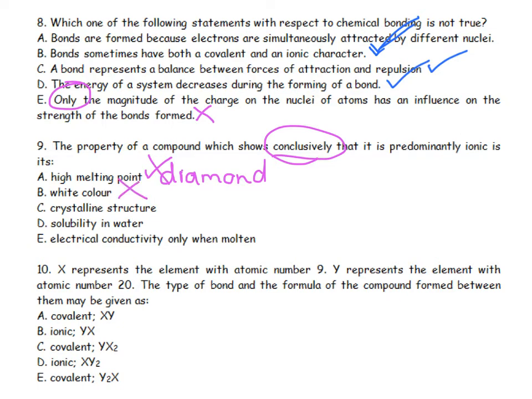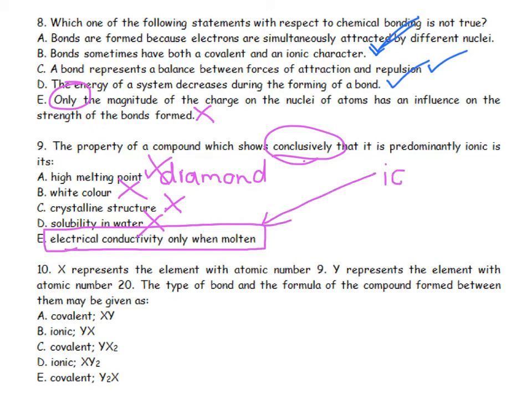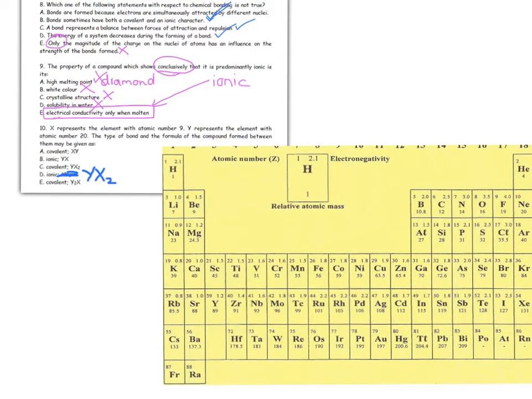You get a crystalline structure in lots of different things. Sometimes you get it in, like water can form crystals called ice. So a crystalline structure doesn't tell me that I've got ionic, because water is covalent. An ionic compound can definitely dissolve in water. Well, not all of them do, and some covalent substances can also dissolve in water, so that's also not true as a conclusive thing. Electrical conductivity only when it melts. That is a feature of only ionic substances, either when it's melted or dissolved in solution.